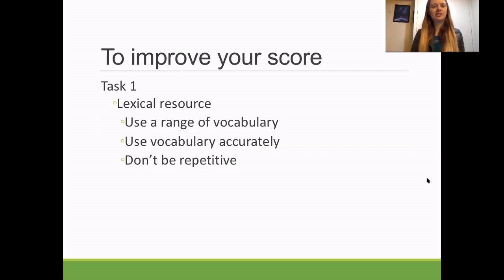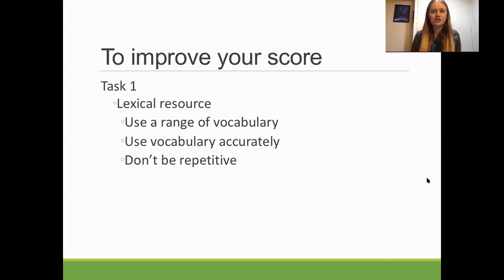So some suggestions to improve your score for task 1 for the lexical resource would be to use a range of vocabulary, ideally a wide range of vocabulary, and you have to use it accurately, and you should not be repetitive. So you want to be using words and phrases that are not incredibly common. Sometimes you don't have to use very strange words throughout, but you should be comfortable with a lot of words so that you can convey your ideas in an interesting way and show that you know a lot of words.